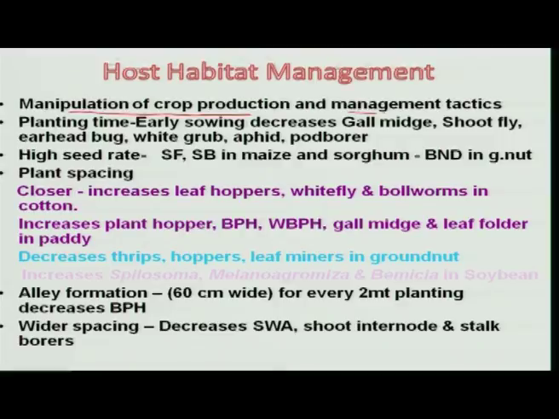Say, to quote some examples, the planting time or the sowing time. Some insects have high incidence in the early stage of the crop, and some insects have high incidence in the late stage of the crop.